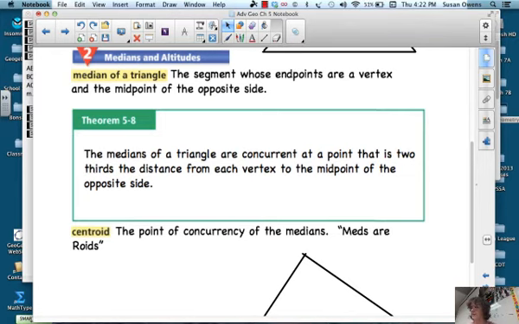Welcome to the third video. This third video is for the concurrency point of the medians.